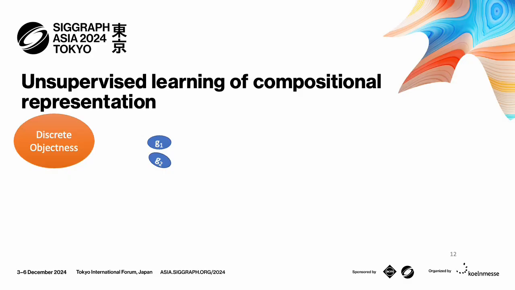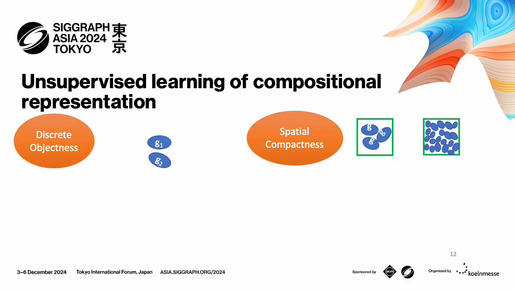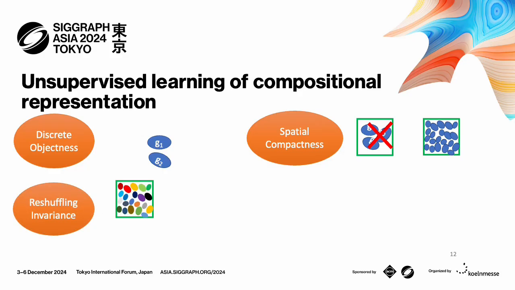We hope neural taxons to have a set of design properties for our user interactions, including discrete objectness. A taxon should either exist or not exist, and there is no intermediate state. Spatial compactness. We assume the input image textures are repetitive. In other words, an input has many taxons instead of just a few. Reshuffling invariance, and this is actually the most important property.